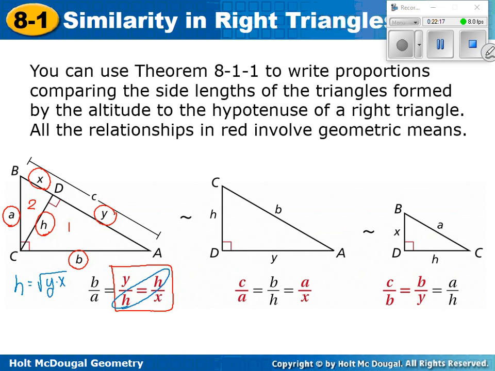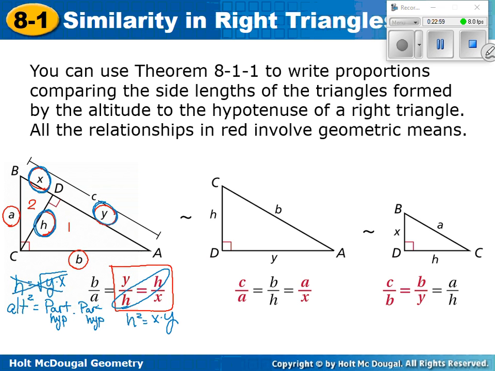Now I want you to look at where H, Y, and X are. H is the altitude. Y and X are the parts of the big hypotenuse. Do you see that? So part of the hypotenuse times part of the hypotenuse. You with me? They're not going to write it this way. They're going to write it as H squared equals X times Y. So they're going to say altitude squared equals part times part.